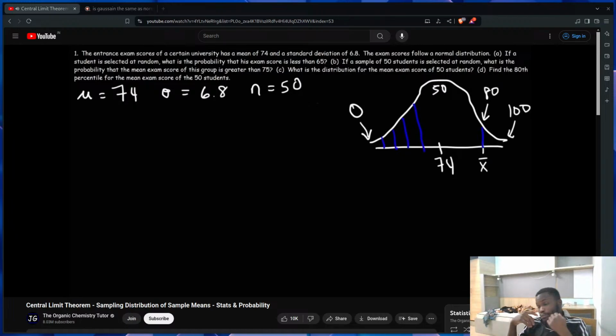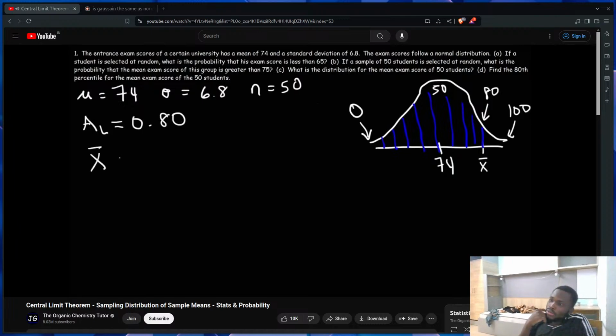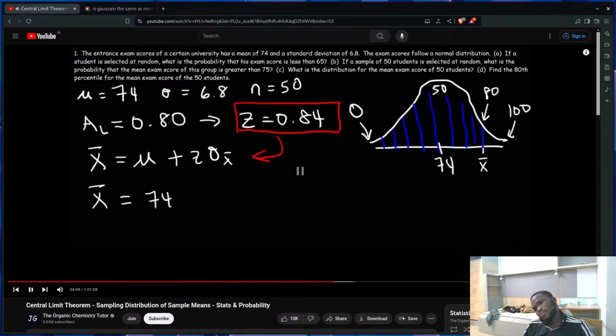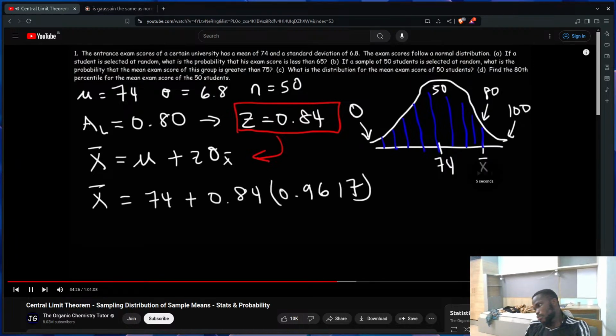Now, when dealing with the 80th percentile, the area to the left is going to be 0.80. So what we need to do is use that to calculate the z-score. Because once we have the z-score, we could use this formula to calculate x bar. It's going to be, x bar is going to be the mean plus z times the standard error. So using the positive z-score table, an area of 0.8 corresponds to a z-score of 0.84. The actual area is like 0.79955, but that's the closest we can get to 0.8. So this is our z value, and we're going to plug it into this equation. And so the mean is 74. The z value is 0.84.